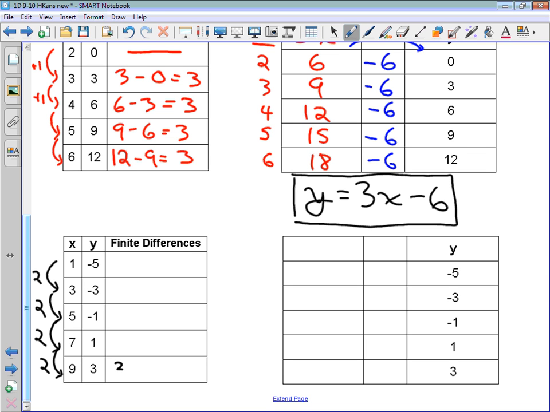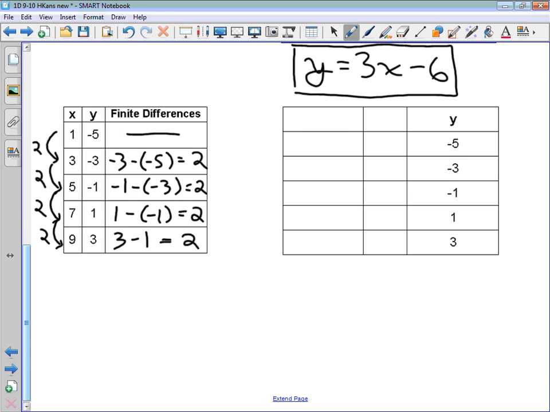We start at the bottom and subtract the one above, and we get 2. 1 minus negative 1 is 2. Negative 1 minus negative 3 is 2. Negative 3 minus negative 5 is 2. We can't do anything there. So we've got 2, 2, 2, 2. Finite differences are all the same, so this is, in fact, a linear relationship. The test for a linear relationship still works because these are going up by the same amount each time.